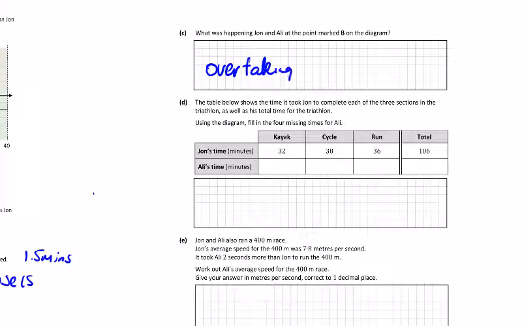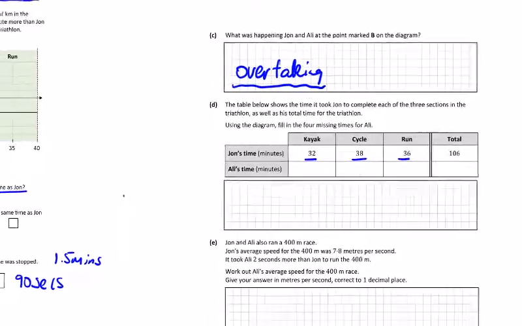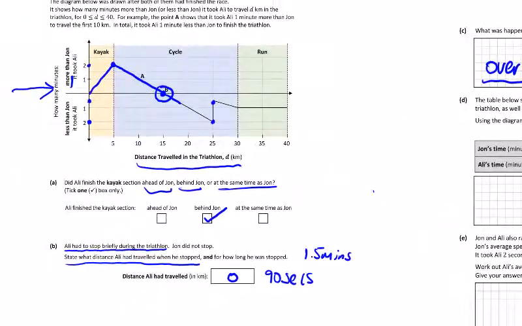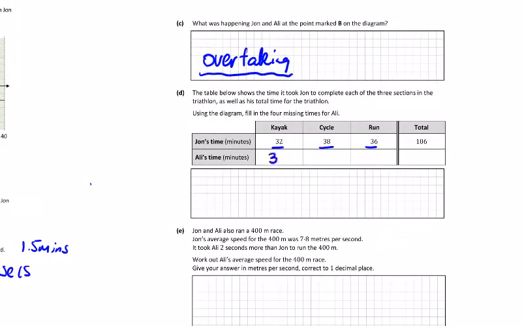That's saying that they all left at the same time at the beginning. And then the table shows the time it took John to complete each of the 3 sections, as well as his total time, 32, 38, 36. And use the diagram to fill in the 4 missing times for Ali. So we need to know how much longer Ali took for the kayak. 2 minutes longer. So it's not 32, it's 34.